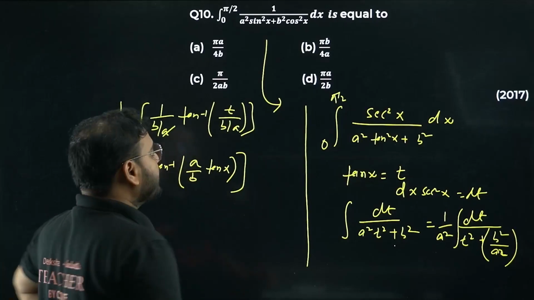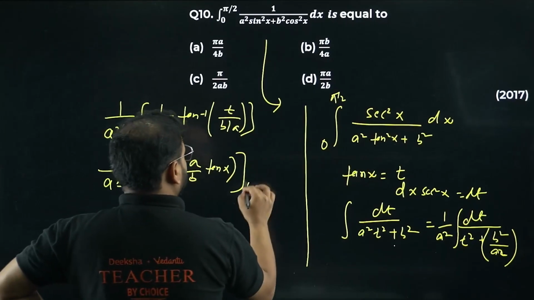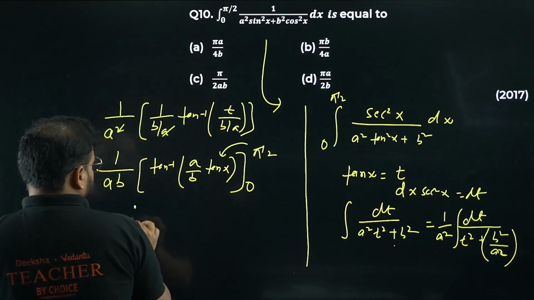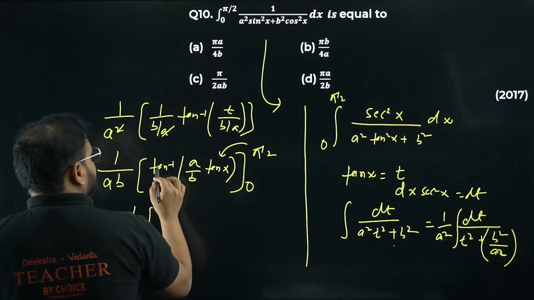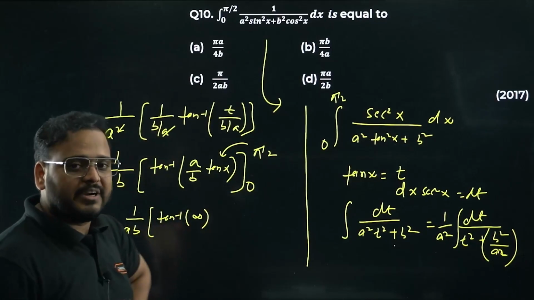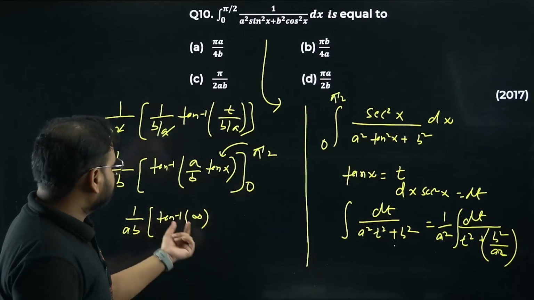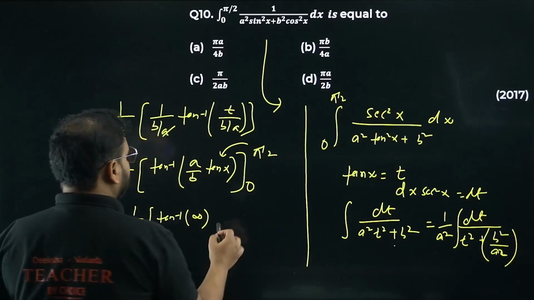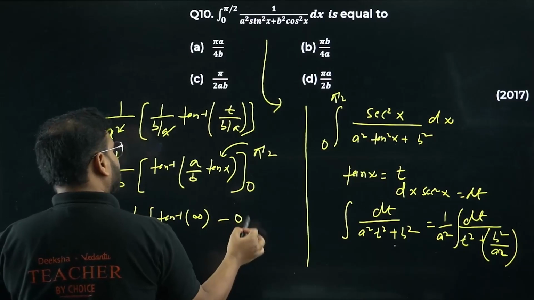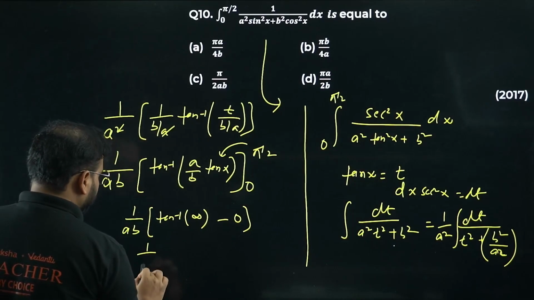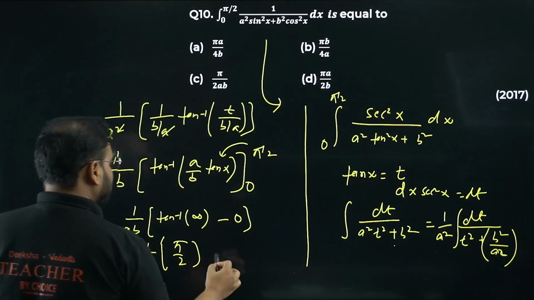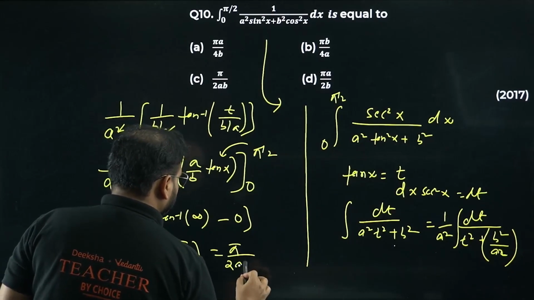Now I'll put the limits, 0 to pi by 2. When you put pi by 2, you're going to get this value as infinity. So you'll have 1 by ab tan inverse of infinity. How come, sir? Tan pi by 2 is infinity. Multiply anything to that, it will be infinity only. So we have tan inverse of infinity minus, when you put 0, tan 0 is 0. This whole thing is 0. Tan inverse of 0 is 0 one more time. So answer will become 1 by ab times pi by 2. I get the answer as pi by 2ab.